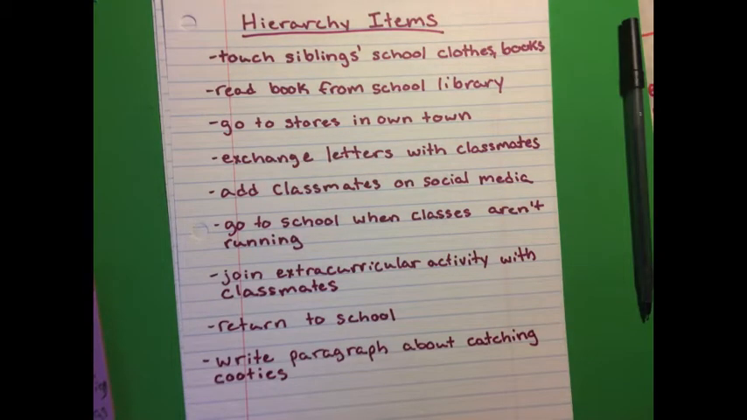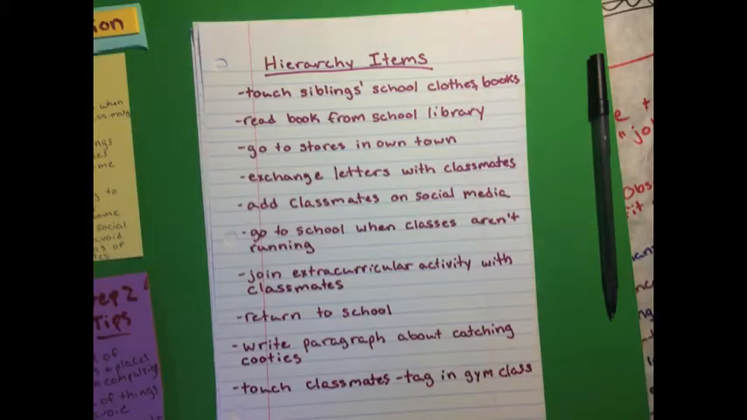As always, I try to include at least one hierarchy item that is a scripting example, so the child could write a paragraph about how they're going to catch cooties from their classmates, and it's going to be horrible. The child could practice touching their classmates, perhaps in a game of tag in gym class.